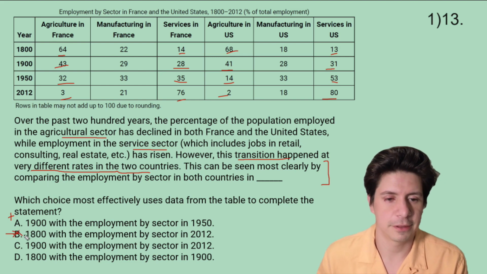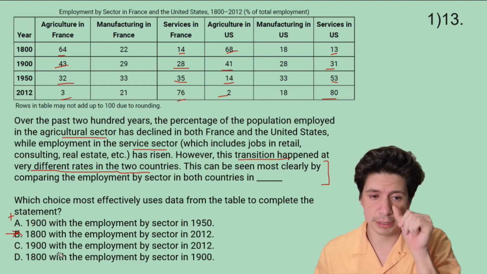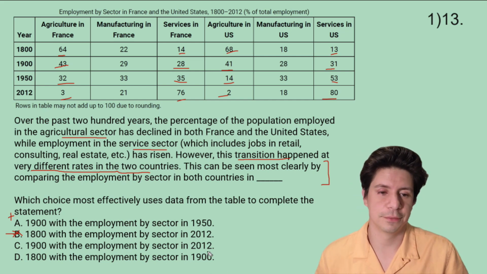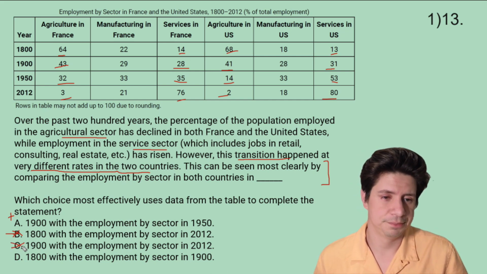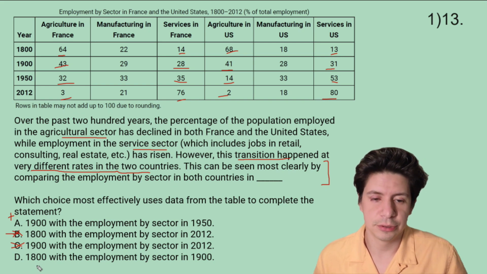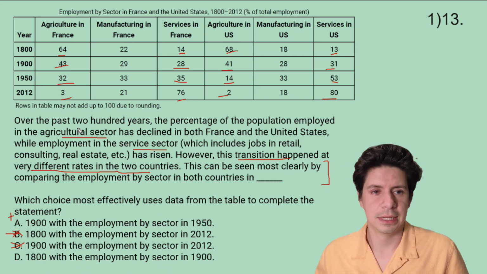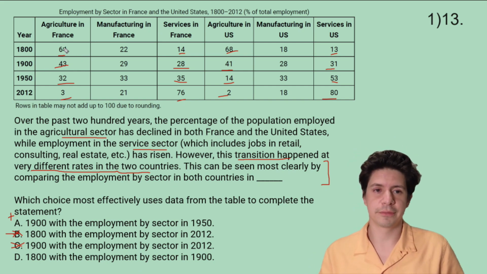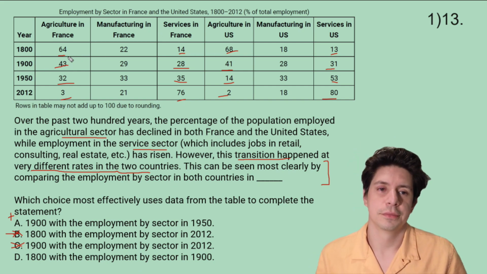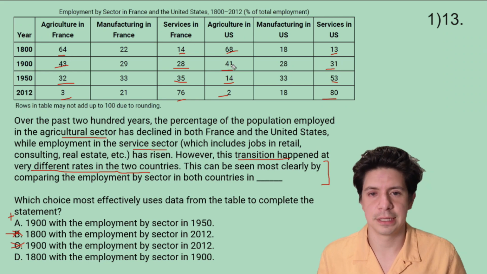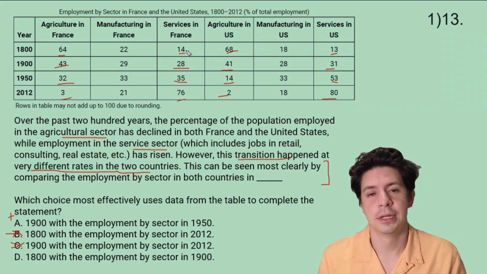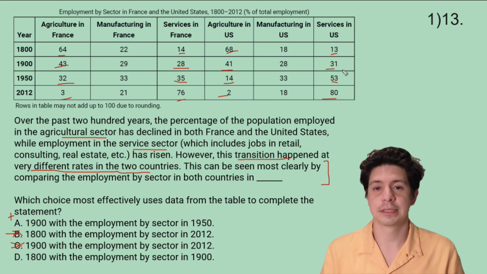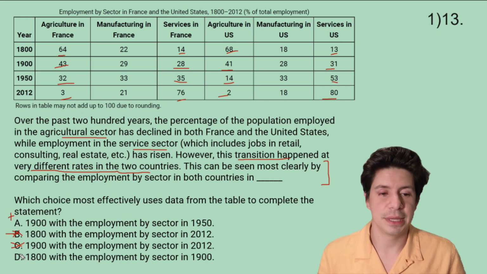I'm going to cross it off, actually. 1900 we already talked about. Let's look at 2012. We also already talked about there was no difference in 2012, so it's not going to be that one. And then D, 1800 with the employment sector in 1900. So 1800 we talked about, and 1800 to 1900 are both going from same to same. 64 to 43 here, 68 to 41, similar rate of change. France is going from 14 to 28, US is going from 13 to 31, similar rate of change. So it has to be A, right?